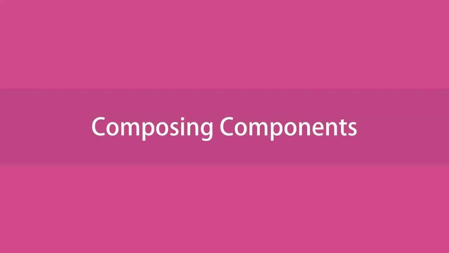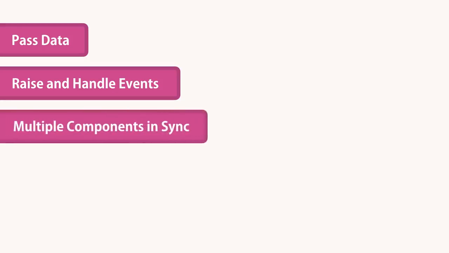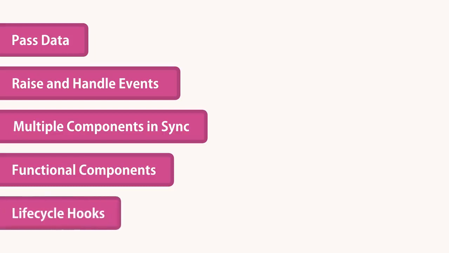In the last section, we worked with single components, but a real-world application consists of a tree of components. So in this section, we're going to look at composing components in React. More specifically, you're going to learn how to pass data between your components. You're going to learn how to raise and handle events, how to have multiple components that are in sync, as well as functional components and lifecycle hooks.